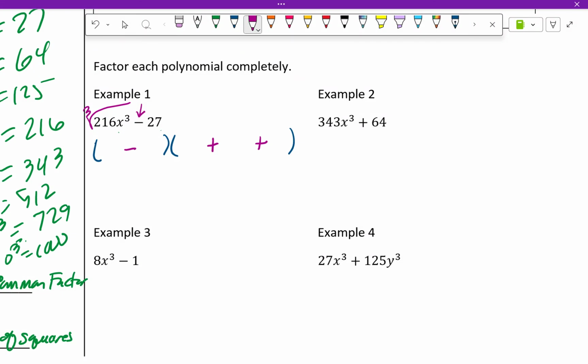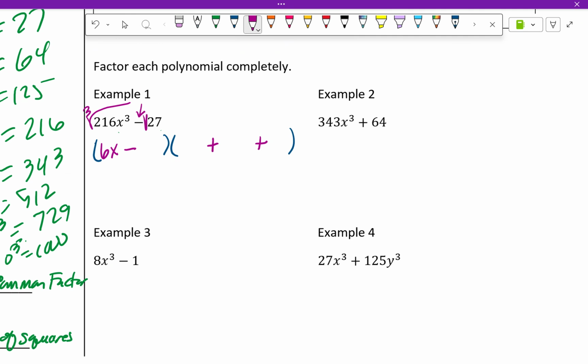So what's the cubed root of 216 according to our chart? 6. And what's the cubed root of x cubed? X. Remember that when I'm taking roots, I divide by that index, right? So if I have like a 6th power, I could divide it by 3. I don't know that that's going to come up very often, but it's a possibility.